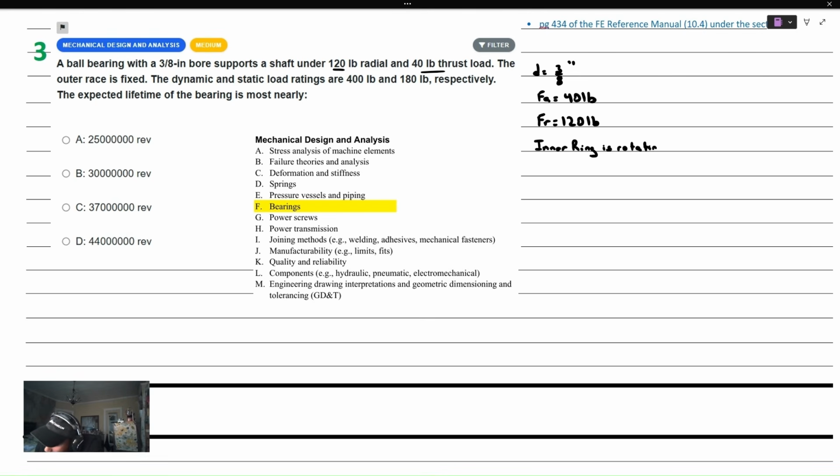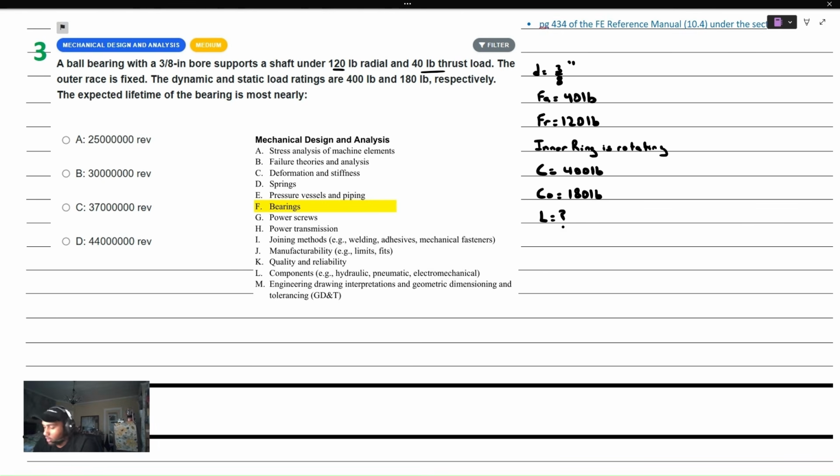The dynamic and static load ratings are given here. You can see the dynamic load rating, usually denoted by the variable C, is 400 pounds, while the static load rating C naught is 180 pounds. The expected lifetime of the bearing is most nearly... So we're looking for the life of that bearing measured in revolutions.